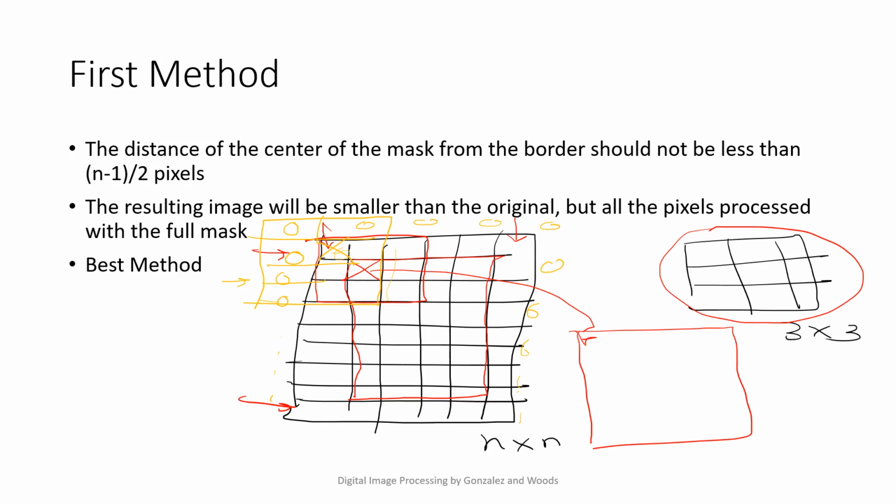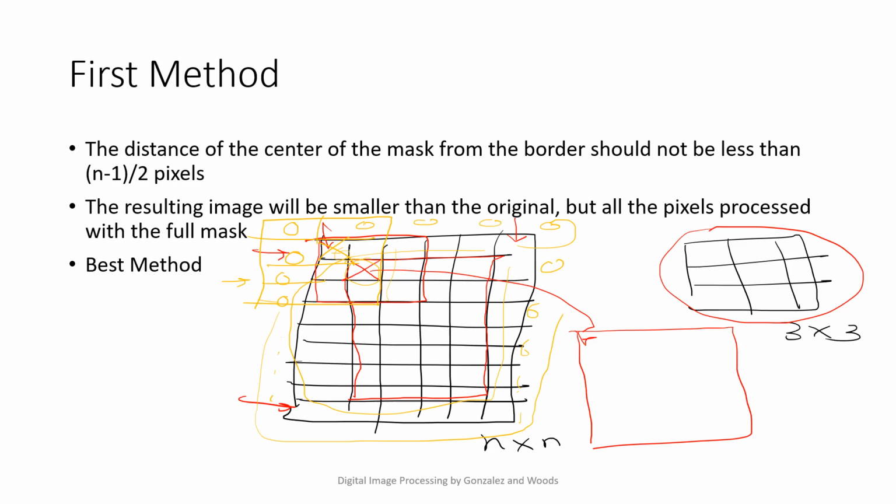The third method is, instead of adding 0, you can repeat the first row, last row, first column and last column. Instead of zeros, you repeat the values as they are and then apply the mask. So these are the three common methods generally used while doing convolution. What is the first method? You start from the second row, second column, the first valid pixel. But what is the disadvantage? The output image will be smaller than the original size.